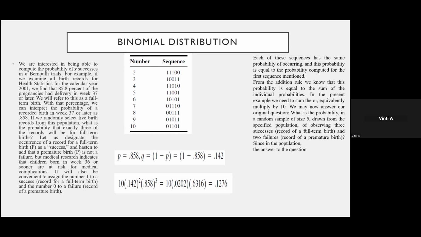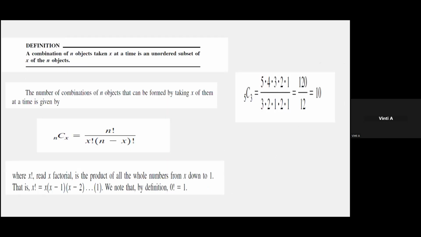Now here in this case, we had a very limited sample, so we could possibly draw these sequences. But in case we have a huge sample, it is definitely not possible to draw out these sequences. So therefore, we use something like permutations and combinations.